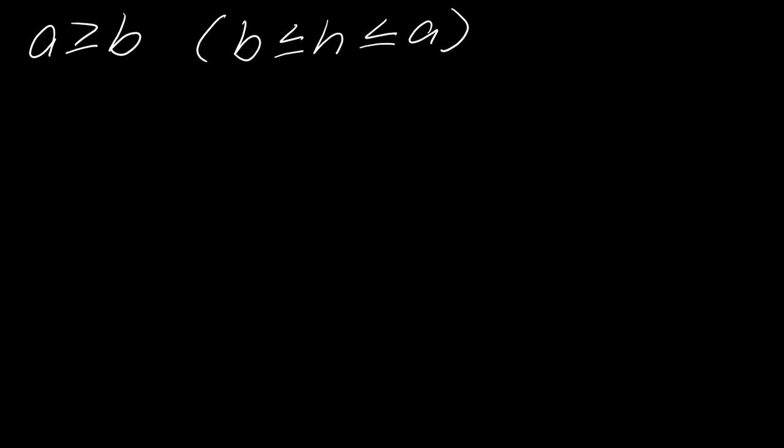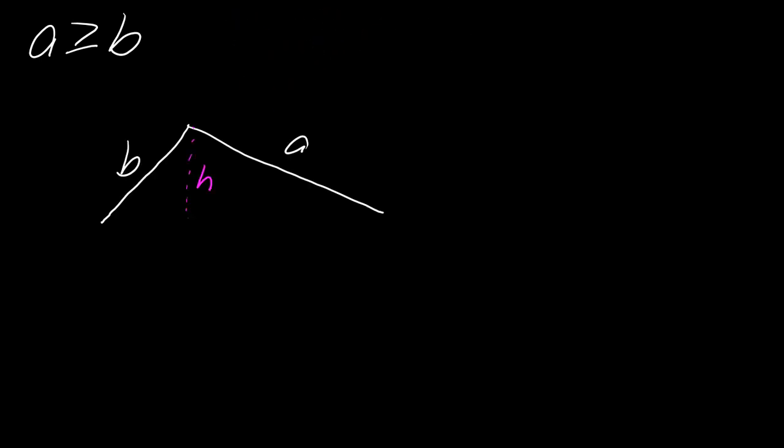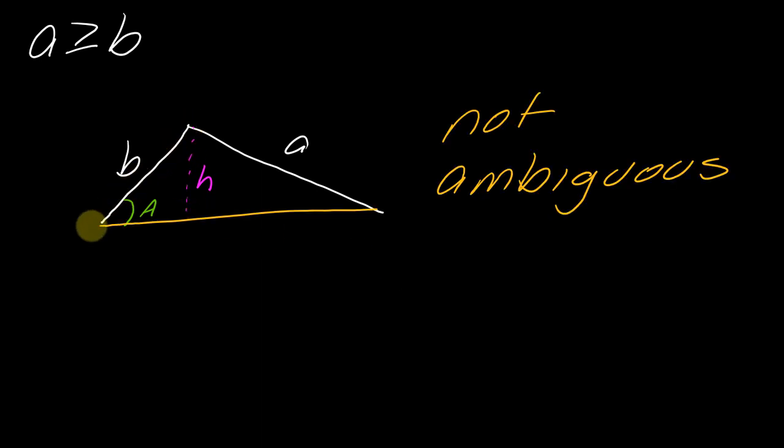Okay, so let's talk about another scenario that can happen. What if side A now is greater than side B? So what we can assume then is H is somewhere in between. So if this is the case, I could have this situation here, and then my angle A is actually not going to create any ambiguity. So I know that this side's going to be long enough. These two sides will match. This is not ambiguous. Okay, so now let me show you the case that actually is ambiguous.